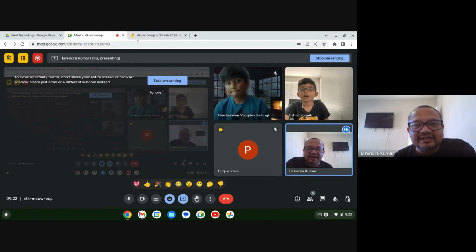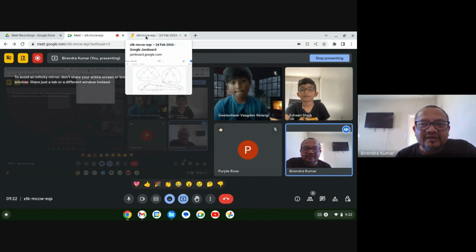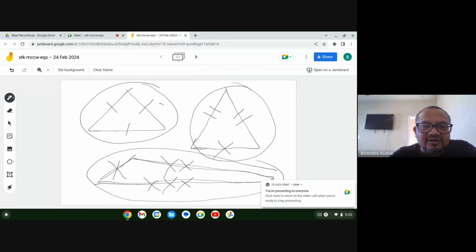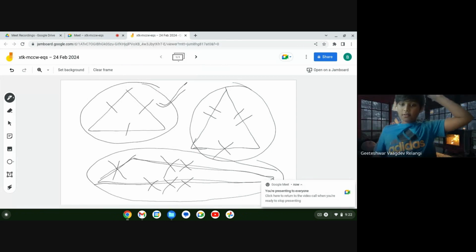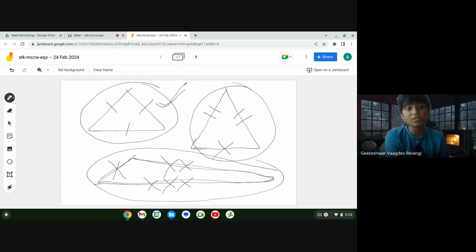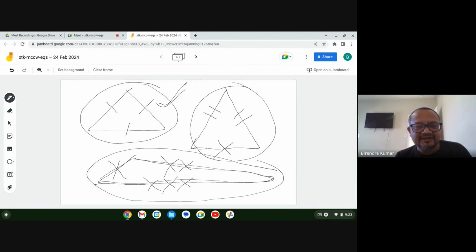Now I would want Gitesh or Ayush to explain which one is called what. What is this one called? The first one is called an acute triangle. It's also called an acute triangle. I'm saying based on sides. Oh, okay. The first one is called an equilateral triangle. The second one is called an isosceles triangle. The third one is called a scalene triangle. Ayush, do you agree? Yeah. Okay, thanks, Gitesh and Ayush.